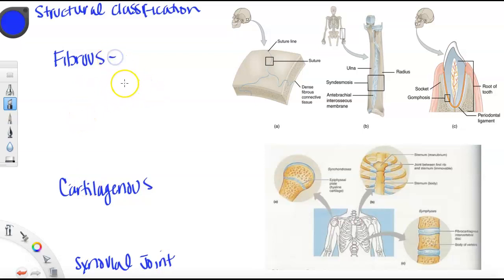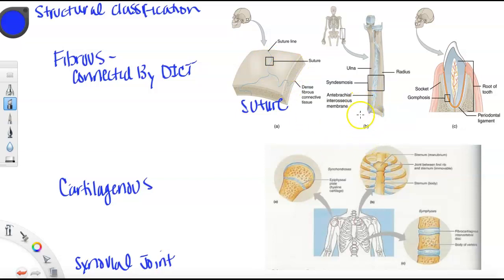So in the fibrous joint, these are joints held together by dense, irregular connective tissue. Okay, so examples of that are going to be the suture. So this is what we see in cranial bones that hold cranial bones together. So there's dense, irregular connective tissue inside there.